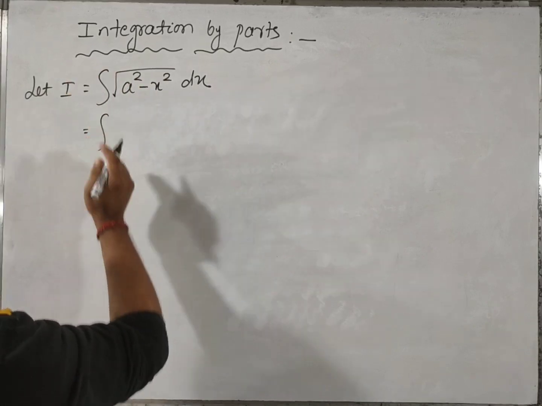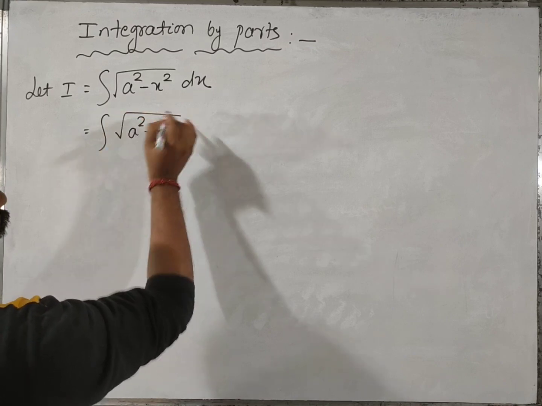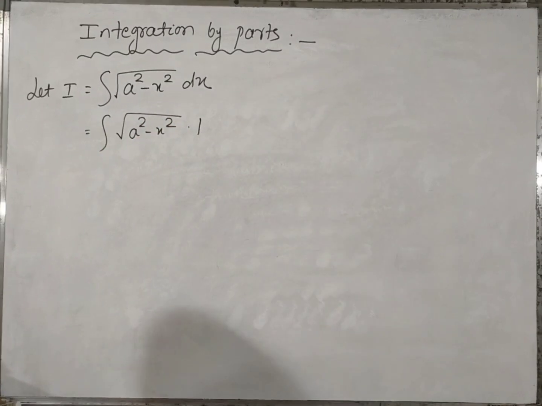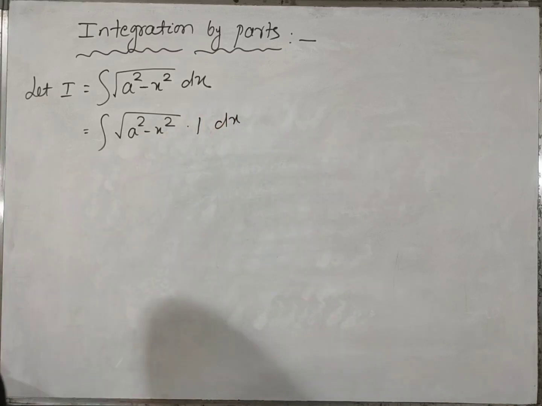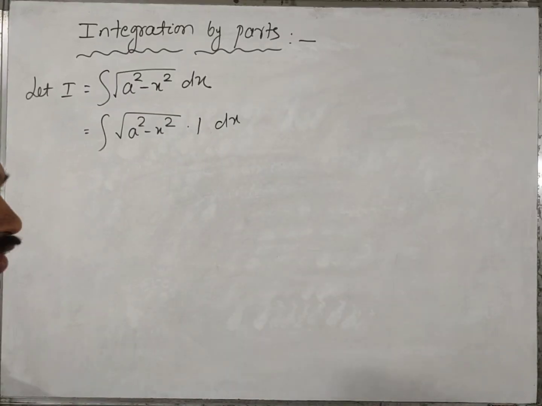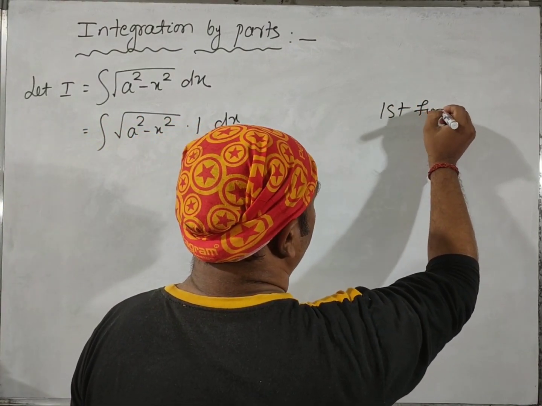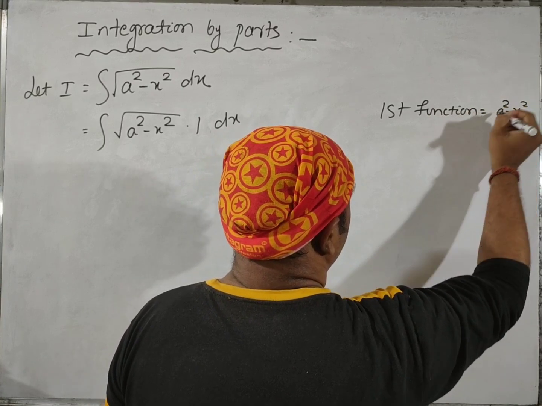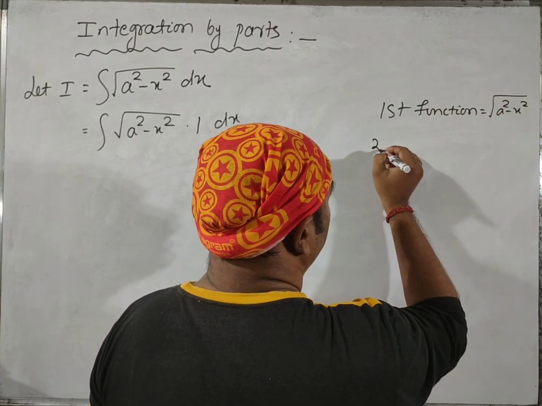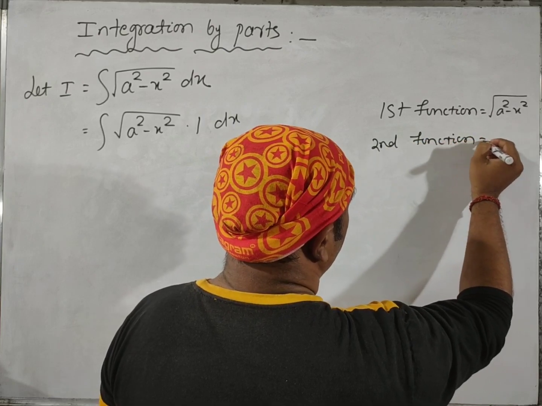or we can express this function as the multiplication of square root of a square minus x square with 1 dx. Then we can consider the first function and second function. Here we have to consider the first function as square root of a square minus x square and the second function as 1.